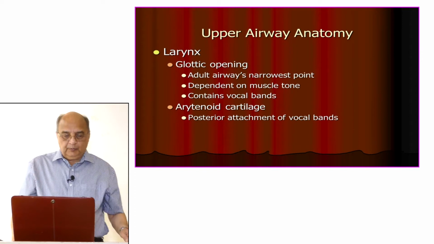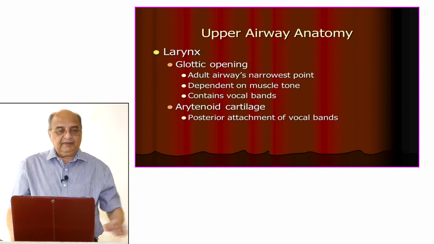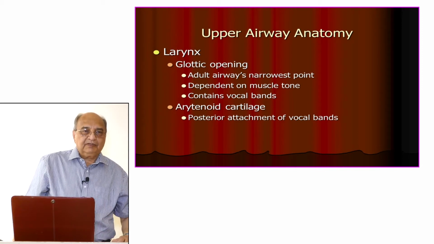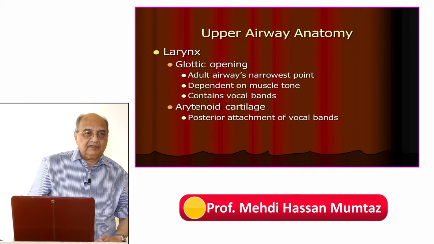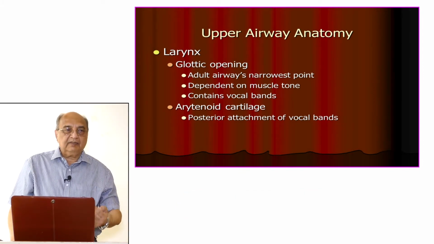Larynx is the glottic opening. In the adult airway, the laryngeal aperture is the narrowest point, but the narrowest part in the case of neonates is the cricoid ring, at the cricoid cartilage level.